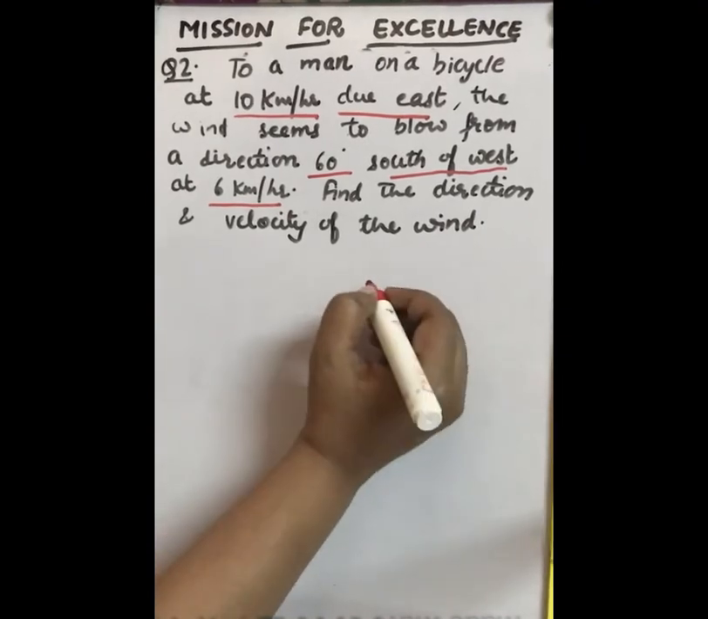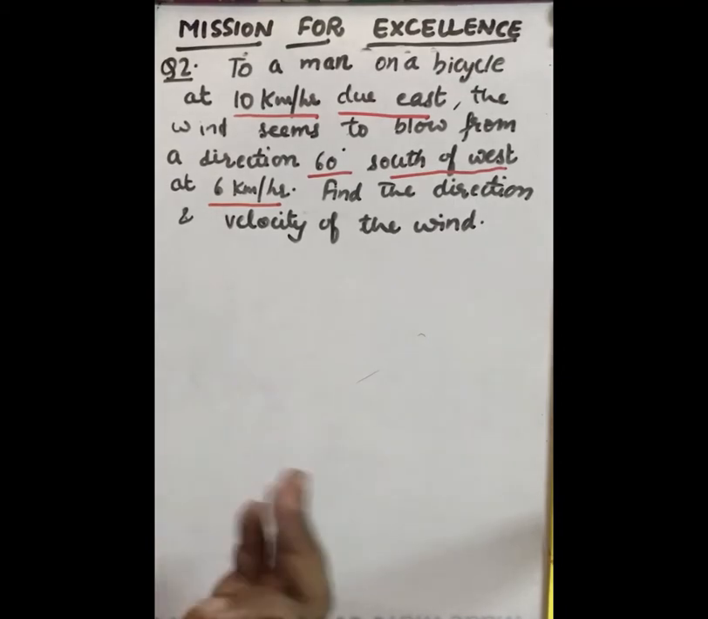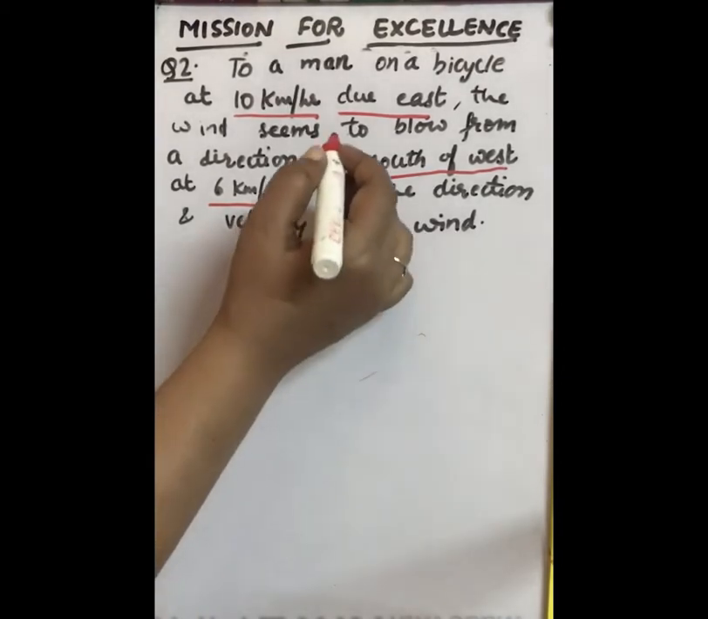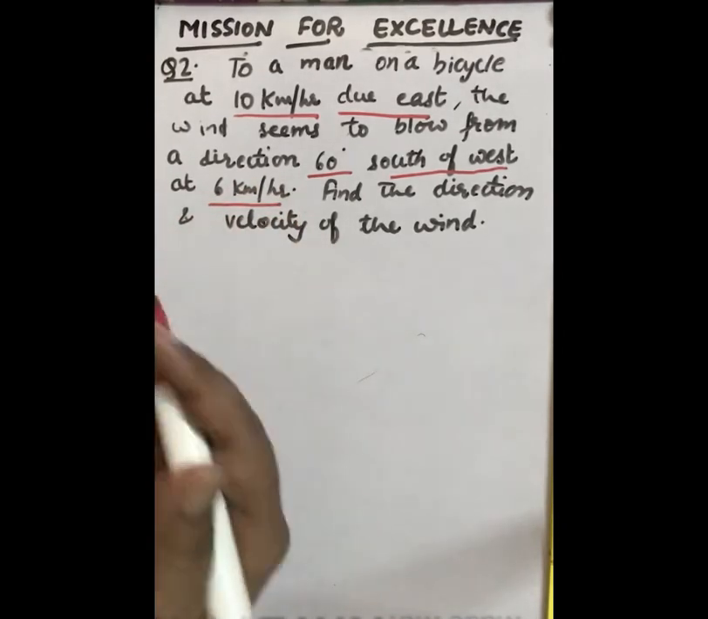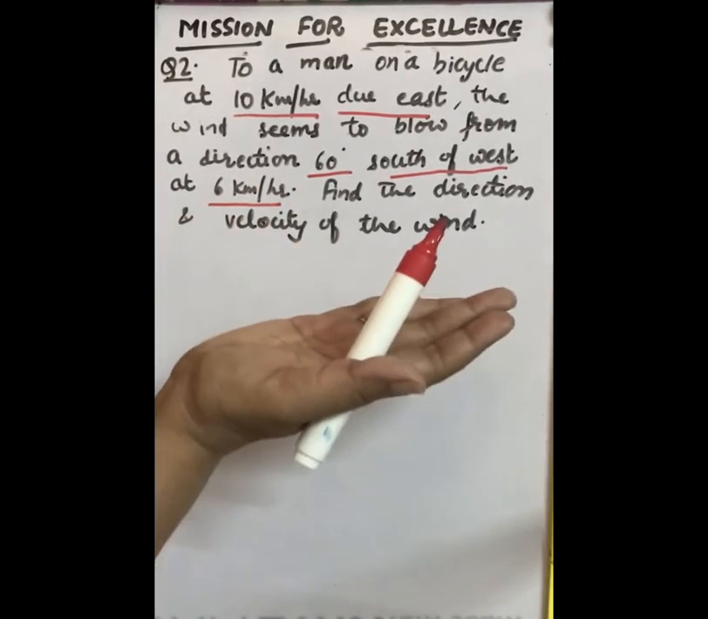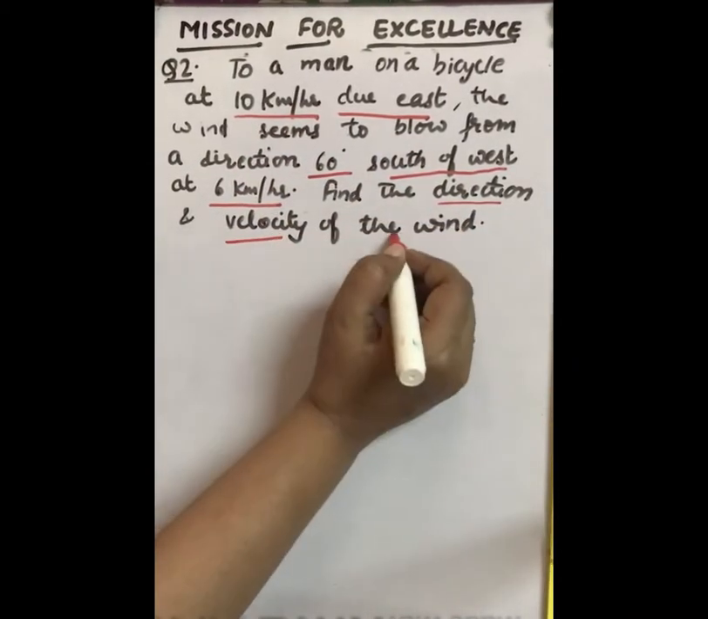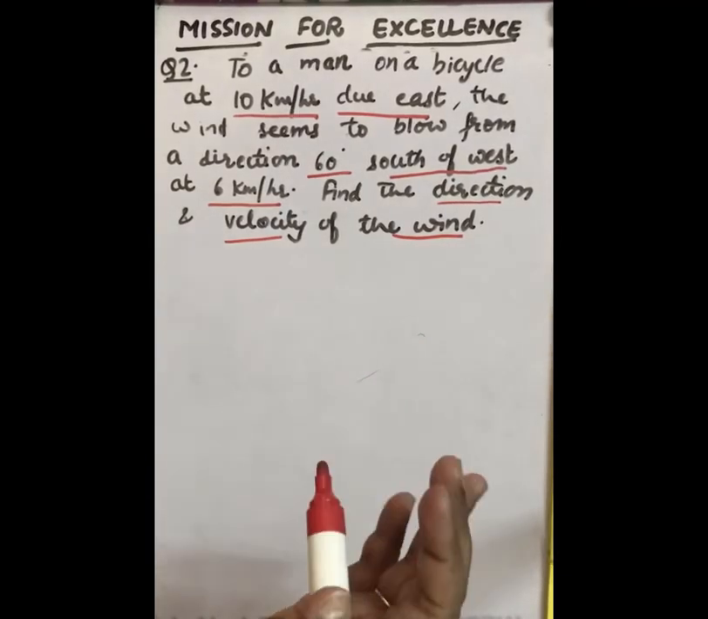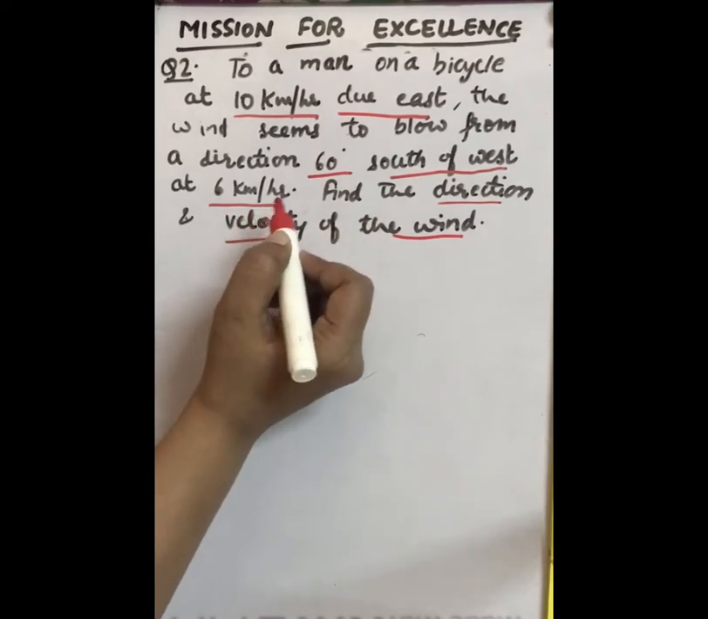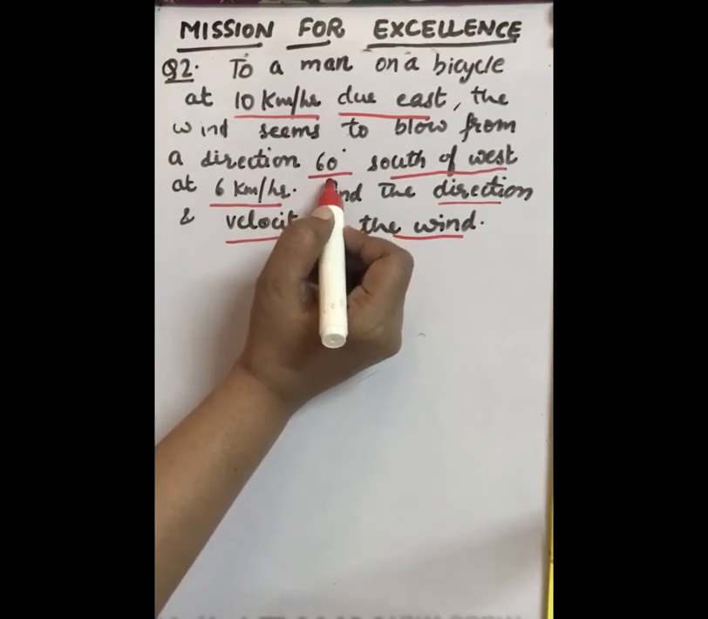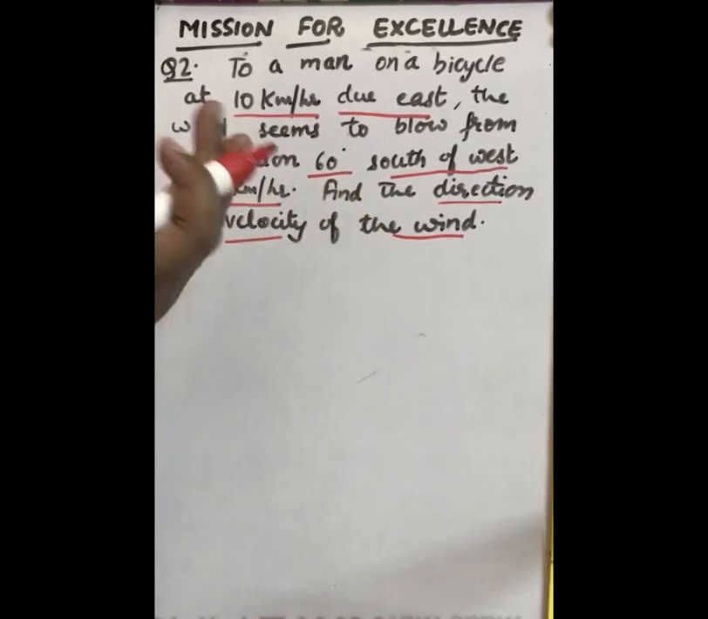It means a man is moving towards east and he seems to feel that the wind is coming at a 60 degree angle with the velocity 6 kilometer per hour. He feels this, but actually the wind is not coming from this direction. We have to find out the actual direction and velocity of the wind. It means we are given the relative velocity and angle of the relative velocity. So we have to find out the actual velocity and actual angle of the wind.